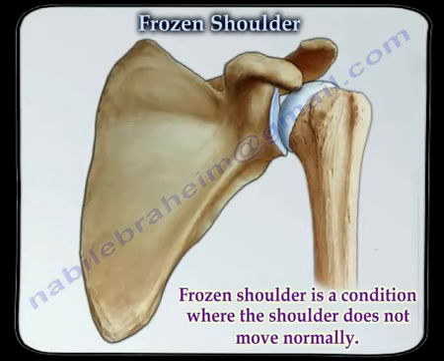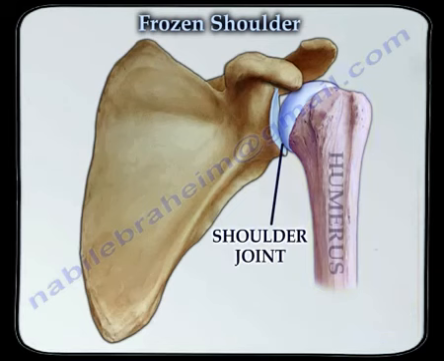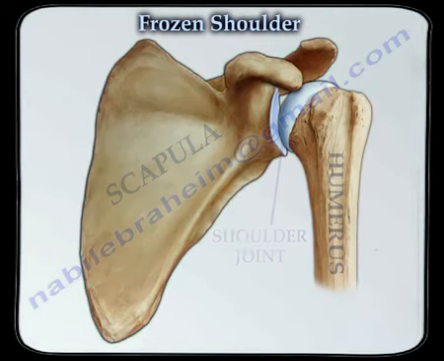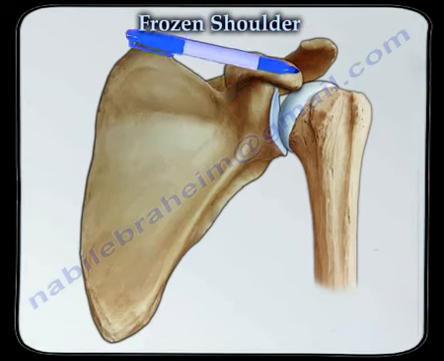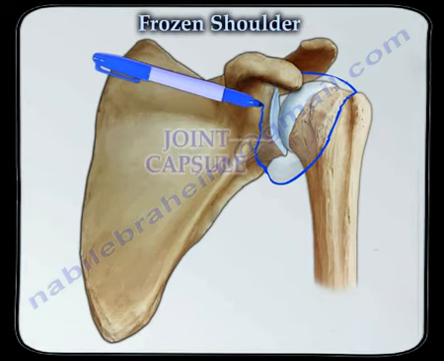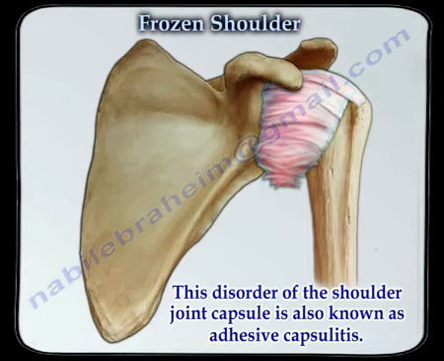Frozen shoulder is a condition where the shoulder does not move normally. The shoulder joint is a joint between a humerus and scapula. The shoulder joint is supported by ligaments and a capsule. Frozen shoulder is also called adhesive capsulitis.